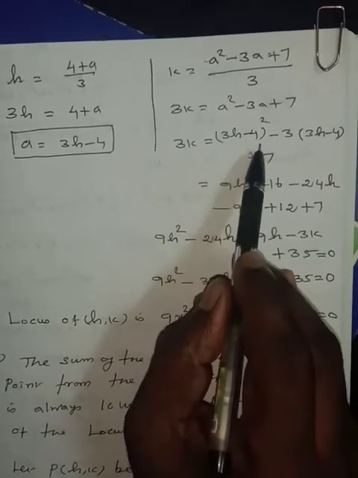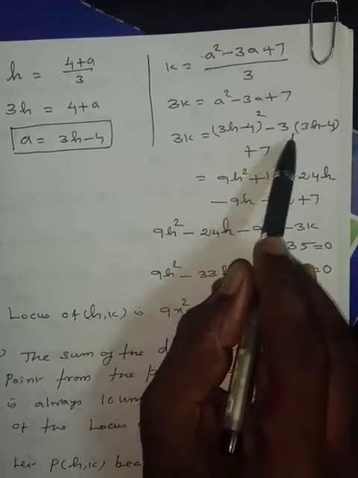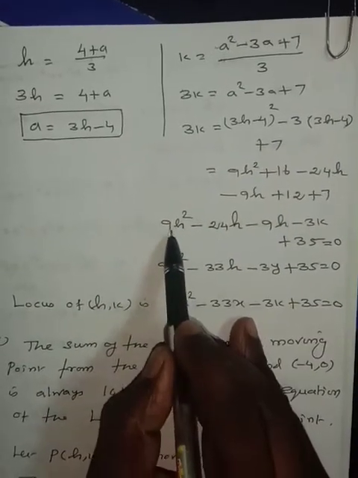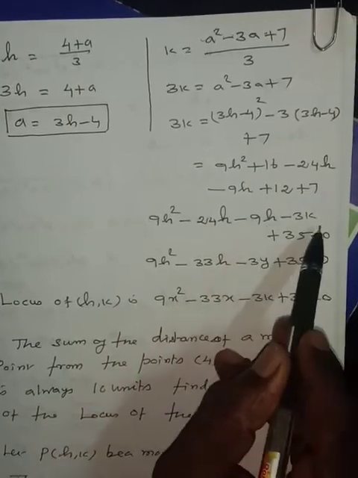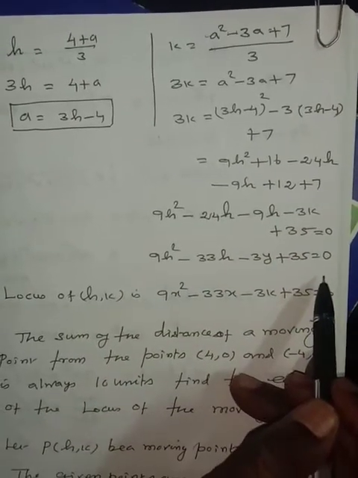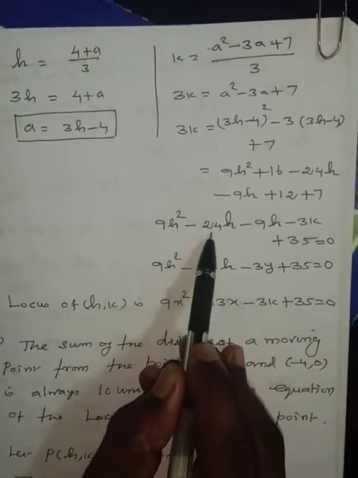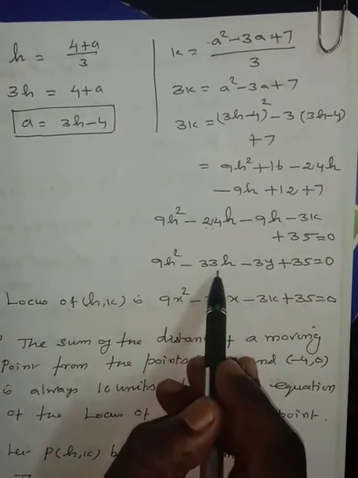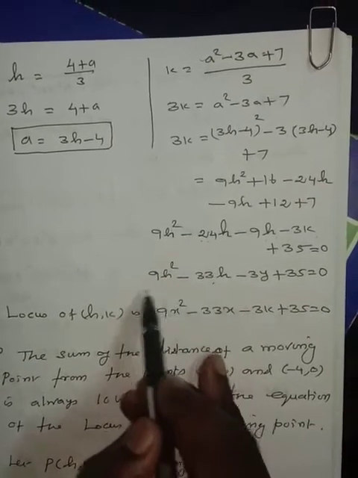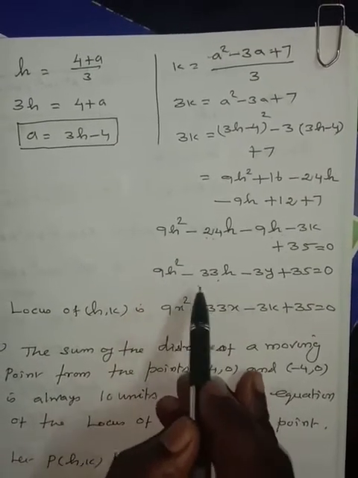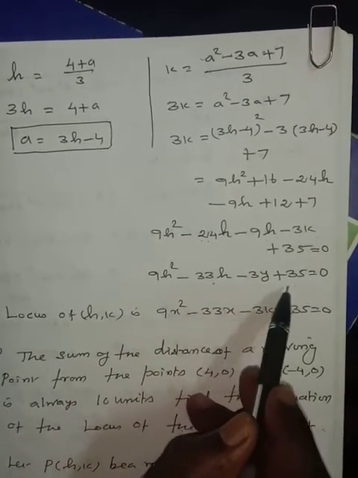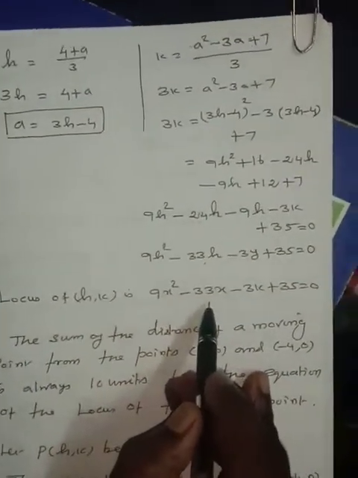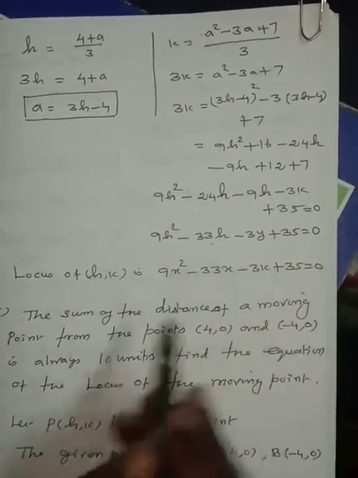3k = (3h - 4)² - 3(3h - 4) + 7. Now arranging, we have 9h² - 24h - 9h - 3k + 35 = 0. Now -24h - 9h is -33h. Therefore, the above equation becomes 9h² - 33h - 3k + 35 = 0. The locus of the point (h, k) is 9x² - 33x - 3y + 35 = 0.